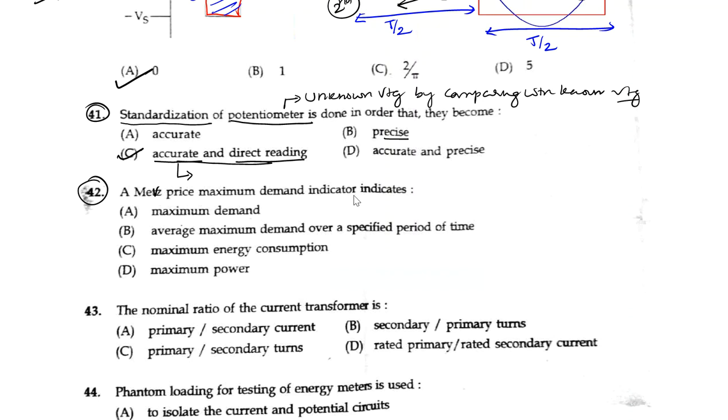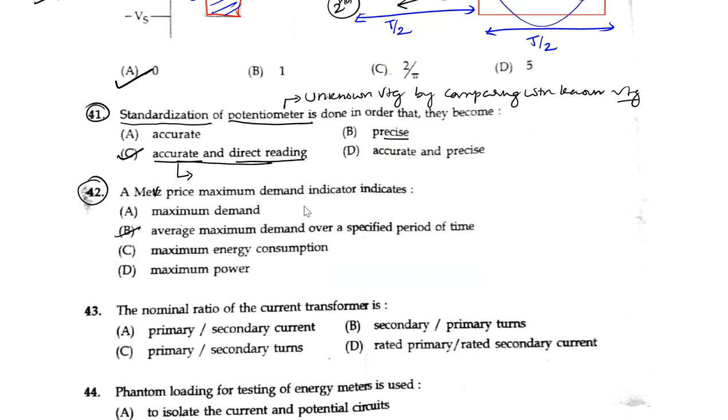So the maximum demand indicator indicates the average maximum demand over a specific period of time. What this meter does is record the maximum power consumed by the consumer during a particular period.